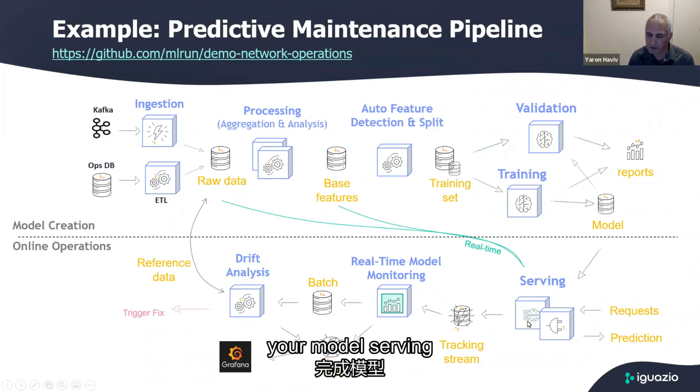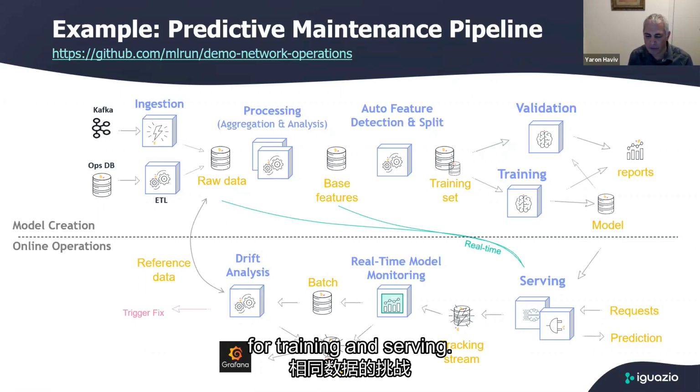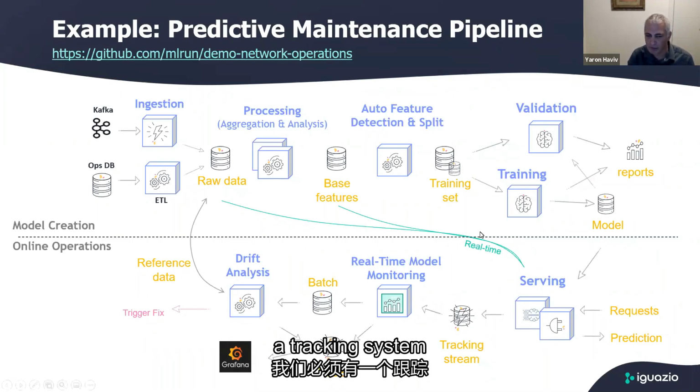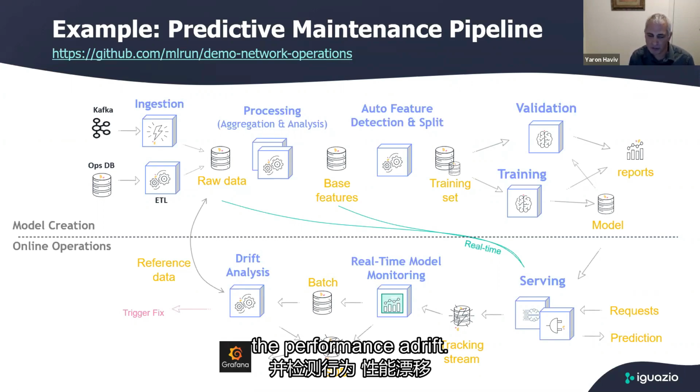After you've done your model serving, you have to track all the behavior of your model so you can identify if the model is misbehaving, if the accuracy is getting lost. All models eventually lose accuracy. Sometimes also, due to the challenge of having the same data for training and serving, the models are on day one already inaccurate. Because it's essentially a math equation. If you don't give it the same data, it won't produce the same results. So anyway, we have to have a tracking system that monitors all the data, all the requests, all the responses of our model, and detects the behavior, the performance, the drift.